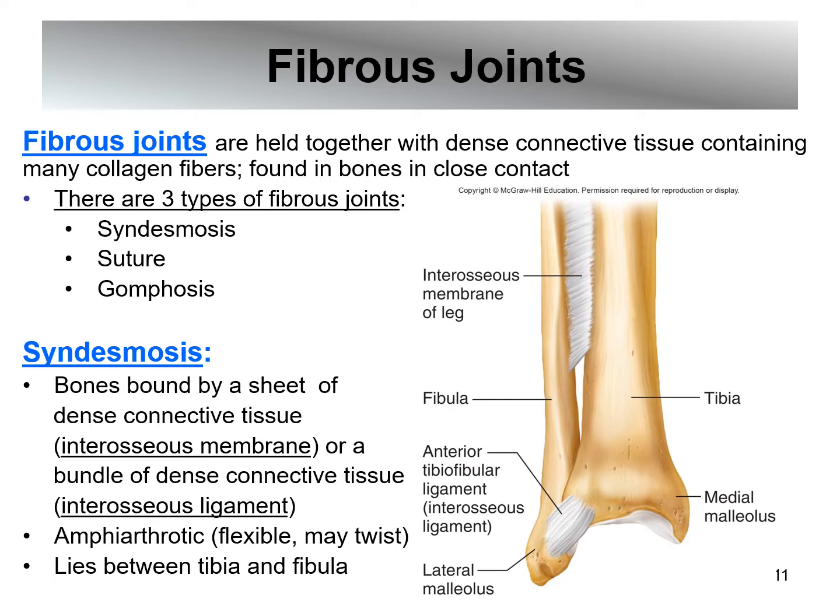So we start with just understanding that there are three types of joints. The first type is called a fibrous joint. These three types are classified by what is between the two bones.